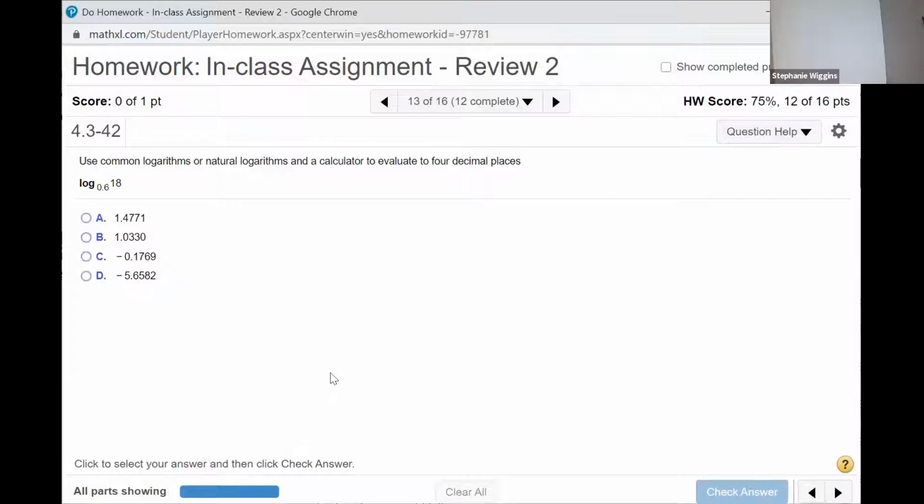All right. Here we are asked to evaluate this log. Notice the base is 0.6 and you're taking the log of 18. I'm going to write this down on my paper and show you how to do this problem. Okay, there is a problem like this on the test, so make sure you know how to use the change of base formula. Just standing alone, you can't calculate that with your calculator because your calculator doesn't have log base 0.6.